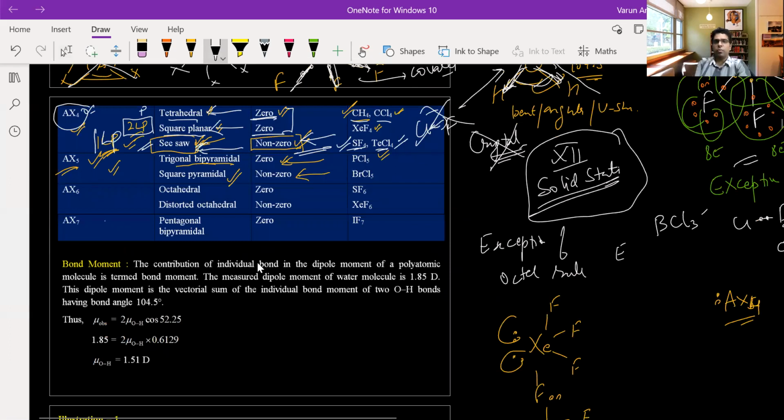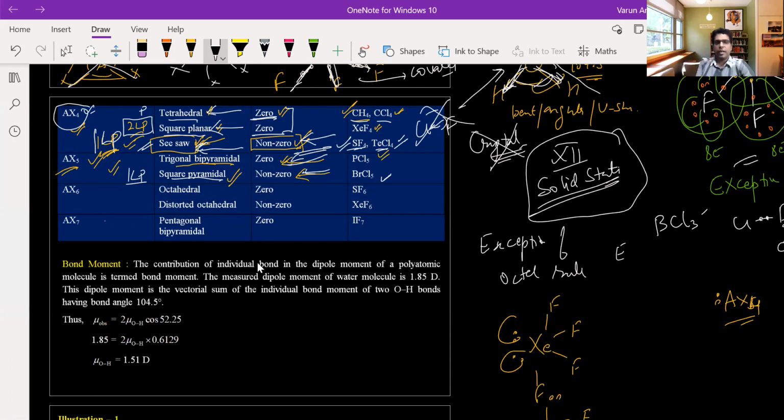So if the dipole moment is zero, an AX5 type of molecule will be trigonal bipyramidal in shape, and if it is non-zero, it will be square pyramidal in shape having one lone pair. Example is BrCl5.